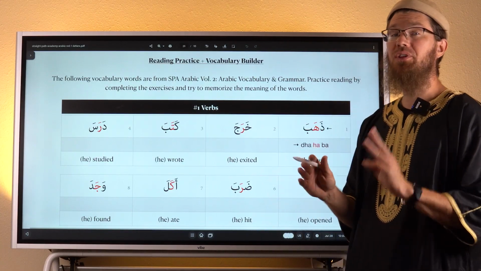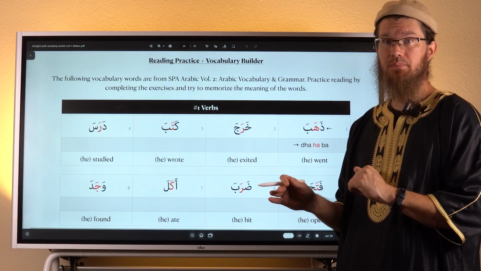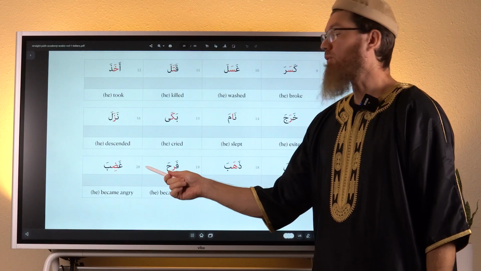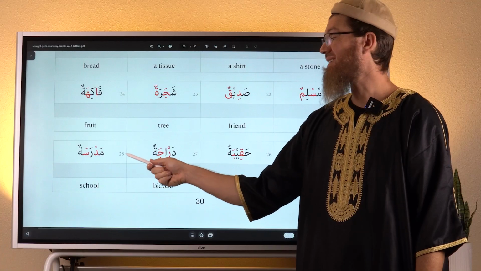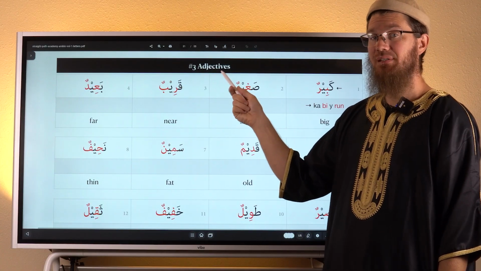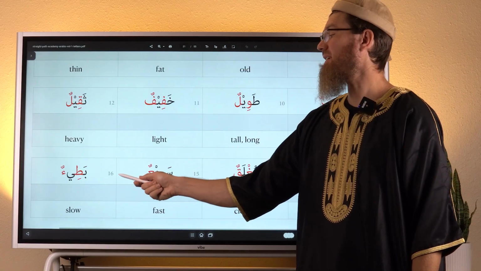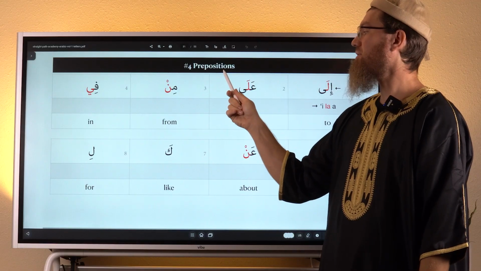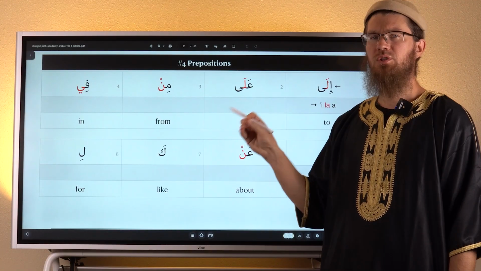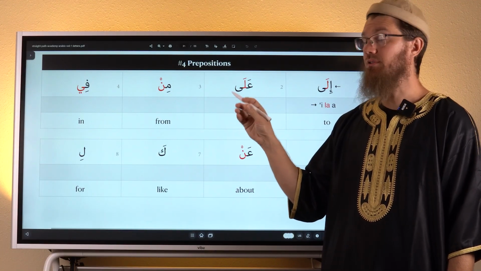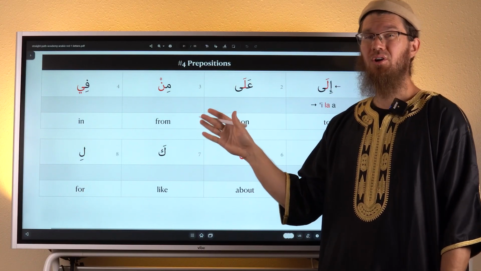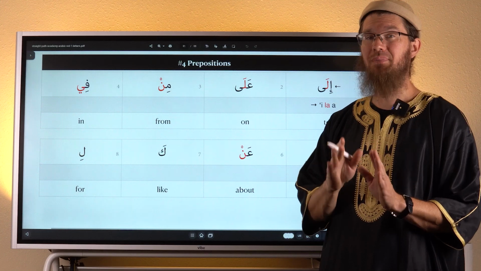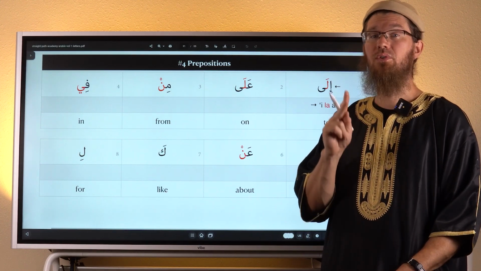So it's actually only 3 pages of vocabulary words. First we have verbs, of which there are 20. Then we have nouns, of which there are 28. Third, we have adjectives, of which there are 16. And lastly, we have prepositions, of which there are 8. So once you complete the exercises in terms of reading and memorizing the meaning of the vocabulary words, you are officially ready to move on from Straight Path Academy Arabic Volume 1 to Volume 2.